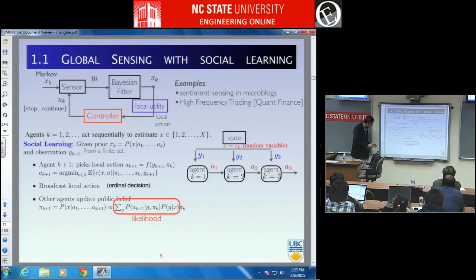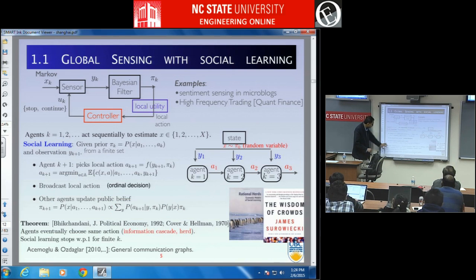And let me tell you what happens. So here's a famous theorem, which if you look in 1992 Journal of Political Economy, kind of opened up this area. And it says the following. As an engineering student, you can easily code this up. It's about 3 lines in MATLAB. And you'll see something very interesting happens.